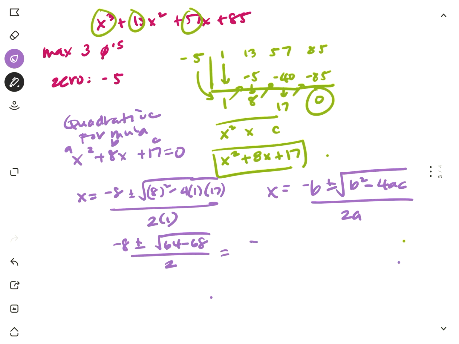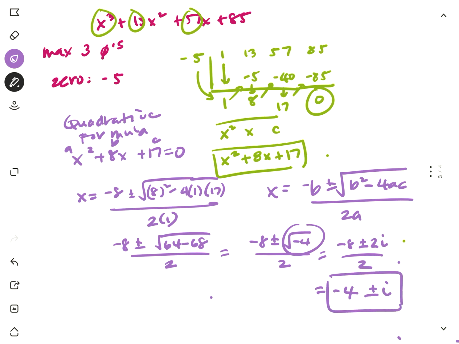64 minus 68 gives us -8 plus or minus the square root of -4, over 2. You can see where this is going to become imaginary. We can change the square root of -4 into the square root of 4, which is 2, and the negative inside the square root is going to be our i. Then because we can divide 8 and 2 by 2, let's do that. 8 divided by 2 is -4, and 2 divided by 2 is 1i. And then we'd be done.